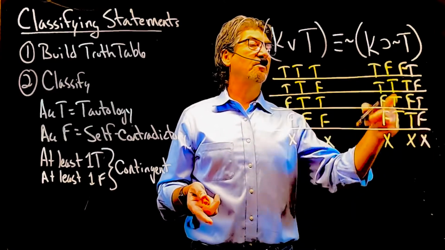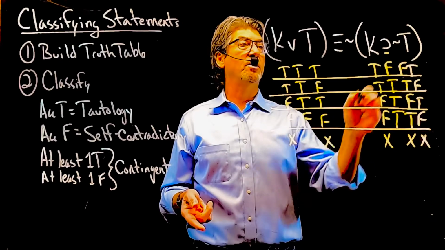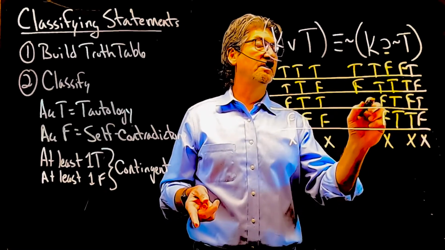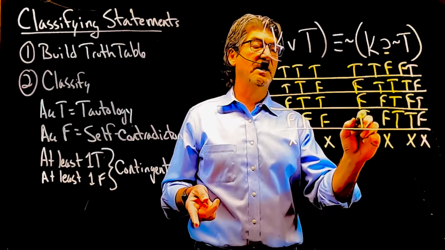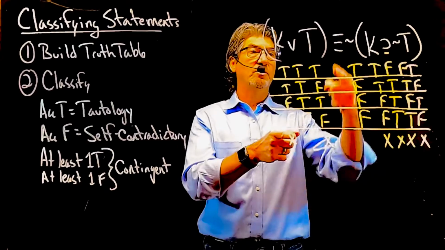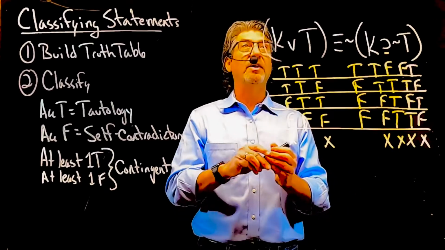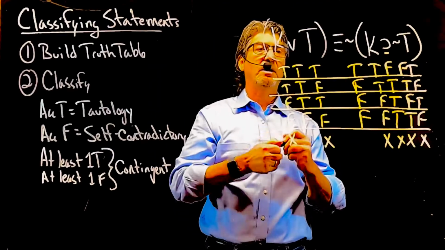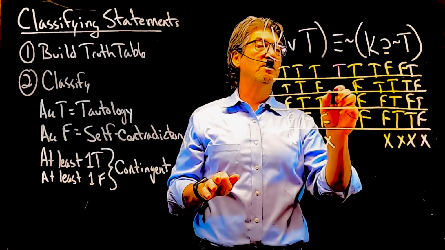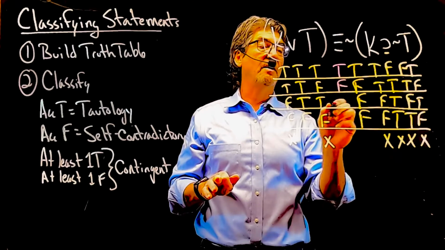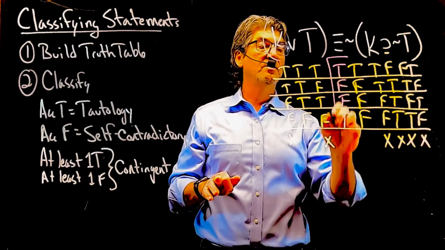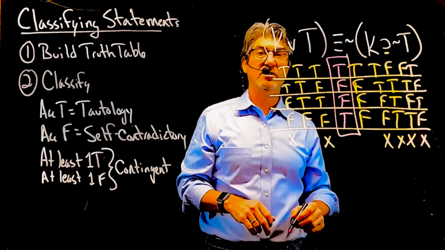Now, tilde in front of this, because this is the main operator in the parentheses, so tilde F is T, tilde T is F, tilde T is F, tilde T is F. Now, comparing this column with this column to work out the triple bar, I'm going to put that in pink here. We've got T triple bar T is T. T triple bar F is F. F triple bar T is F. F triple bar F is T. So there's your truth values underneath the triple bar.